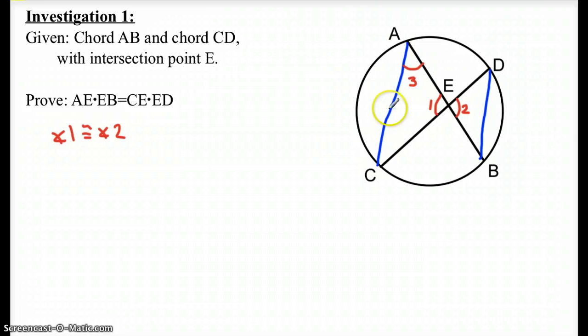And I'm going to notice that angle 3 is actually an inscribed angle, and it intercepts arc BC. If I can find another inscribed angle that intercepts that same arc, I'll know that those 2 angles are congruent. So I look for another inscribed angle that intercepts that arc, and it turns out that angle 4 also intercepts that same arc. So I can show that angle 3 has to be congruent to angle 4 because they intercept the same arc.